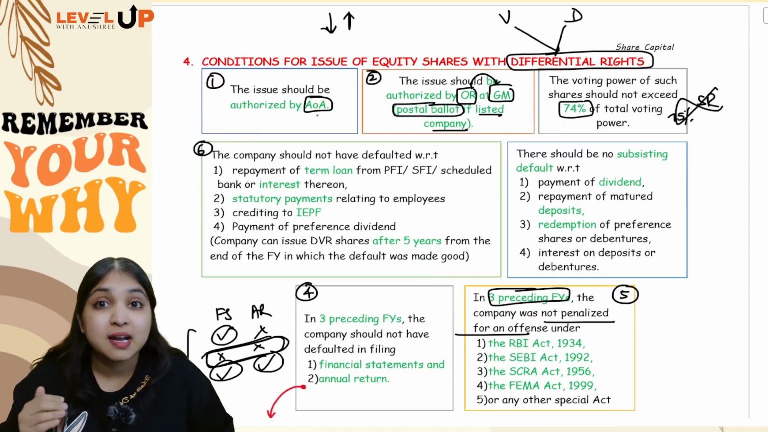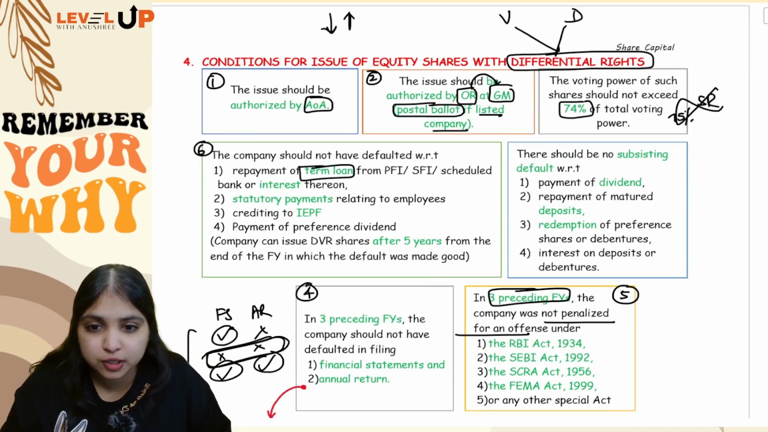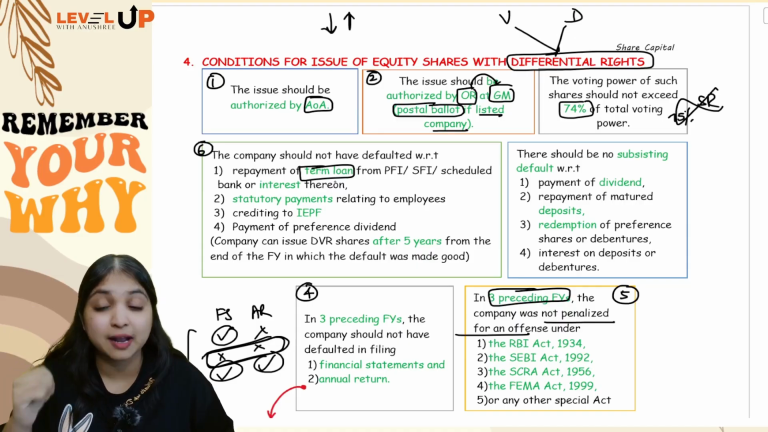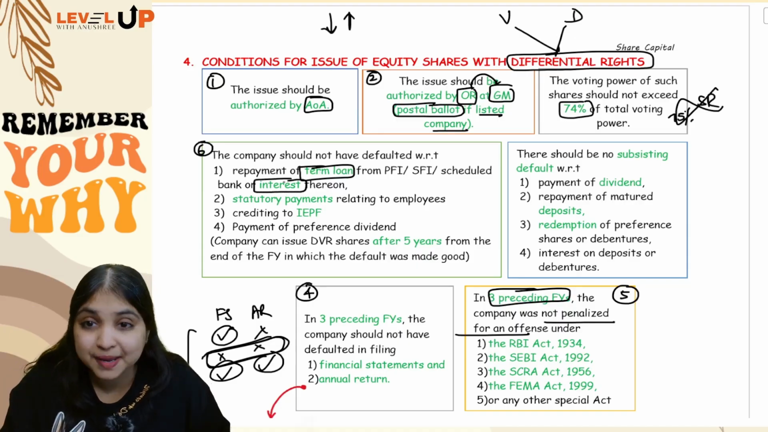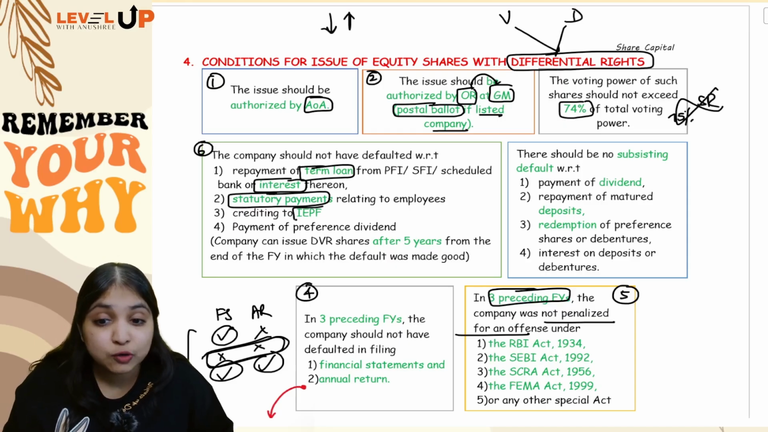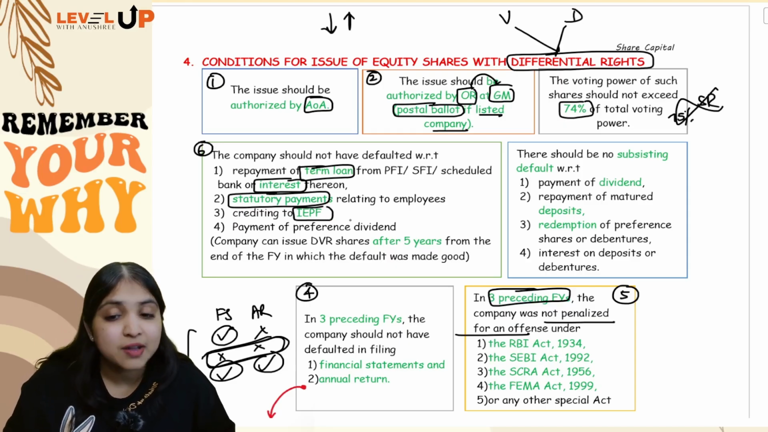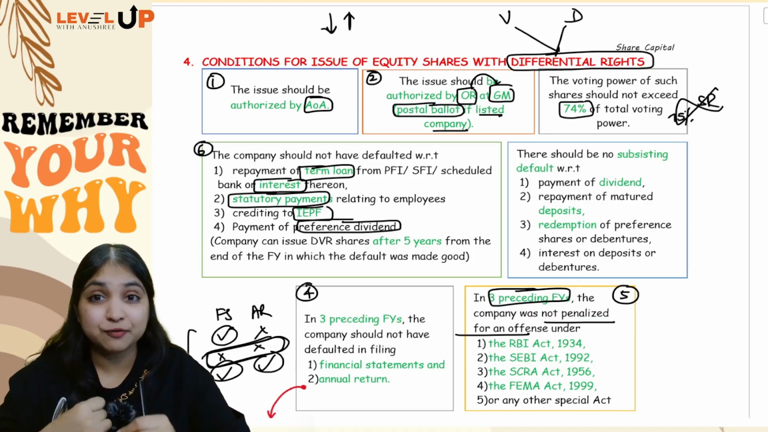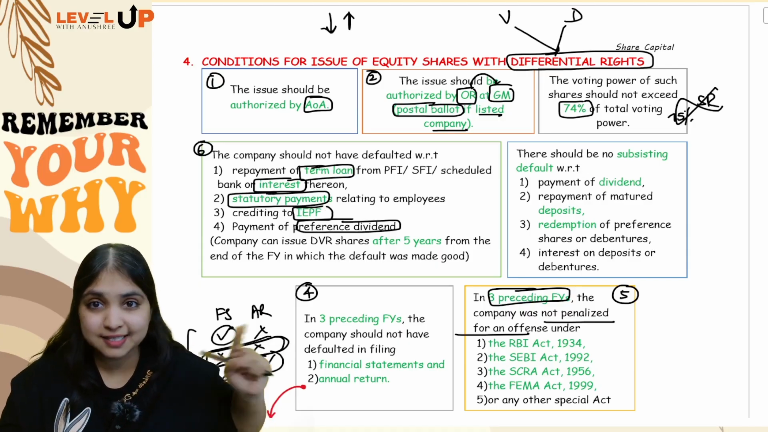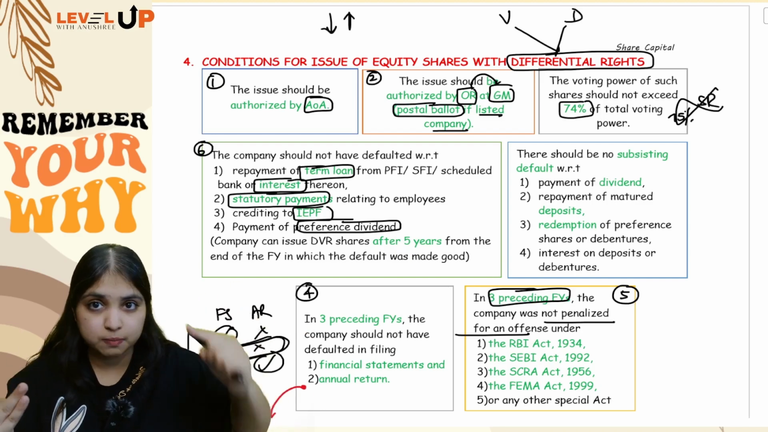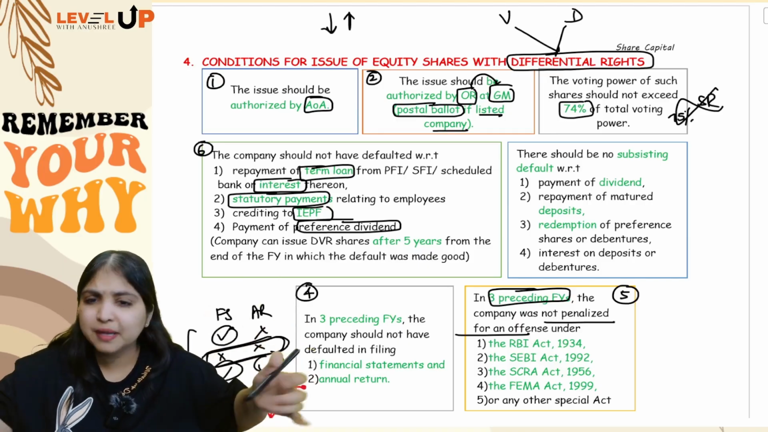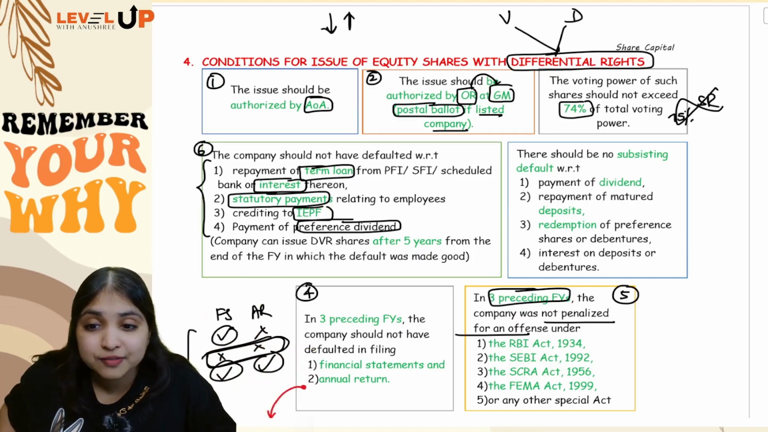What defaults, guys? Company, you should not default in repayment of term loan to 3 people: public financial institution, PFI, SFI and scheduled bank. And you should also not default in paying interest on these loans. You should not default in statutory payment relating to employees. You should not default in payments to be made to IEPF, and you should not default in preference dividend. Totally 5 things. There should not be any default in repayment of term loan to PFI, SFI and scheduled banks, interest on the term loans, then statutory payments relating to employees, amount to be credited to IEPF, and lastly preference dividend. What if there is a default?